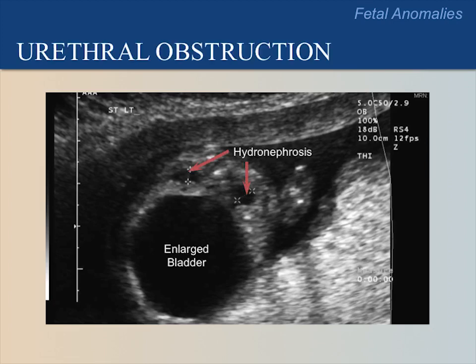The answer is that the large cystic structure is the bladder, and the smaller ones are likely kidneys, given their location next to the spine. There's likely a urethral obstruction, causing enlargement of the bladder and hydronephrosis.